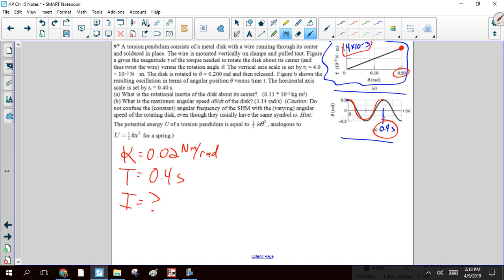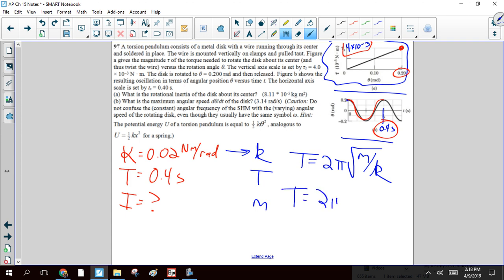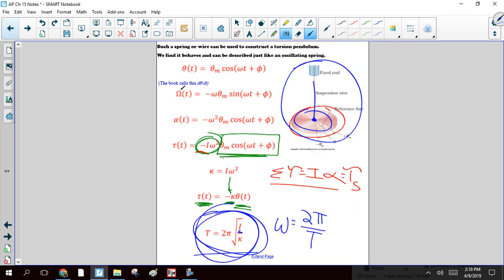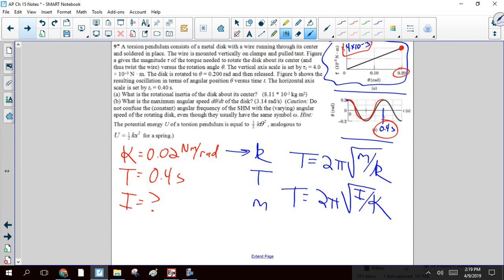I'm still struggling with all these new equations, so let's think about what the linear counterparts are. The linear counterpart to kappa would be k, period is period, and rotational inertia is the same as mass. We learned that the period of simple harmonic motion is 2 pi times the square root of m over k. So torsionally, it must be T equals 2 pi times the square root of I over kappa. That's the same equation we learned over here. My point is, you're not learning any new equations here, you're just making connections between what we already knew linearly and our angular stuff. So here's my equation for period. I know my period, I know my kappa, so I can solve for I. Let's go ahead and do that.